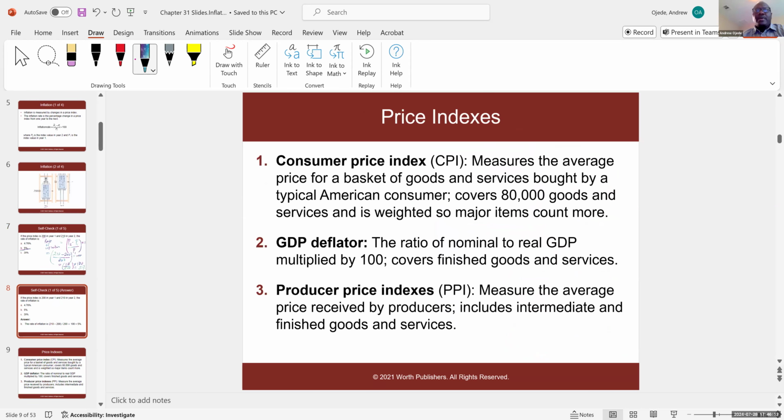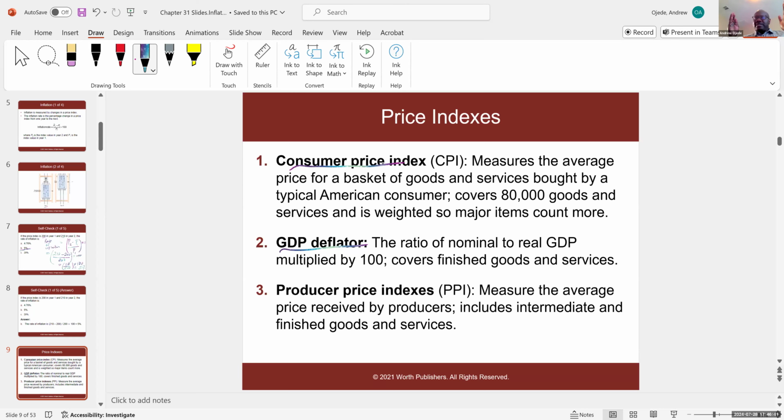Okay, so I'll talk about price indexes. In chapter 26, I already showed you that the GDP deflator, which is the ratio of nominal to real GDP multiplied by 100, covers finished goods and services. But there's another way of measuring the price level, which we're going to talk about today, which is the consumer price index. The consumer price index measures the average price for a basket of goods and services bought by typical American consumers.